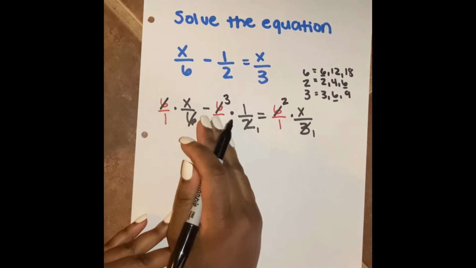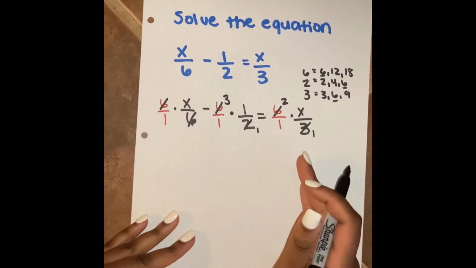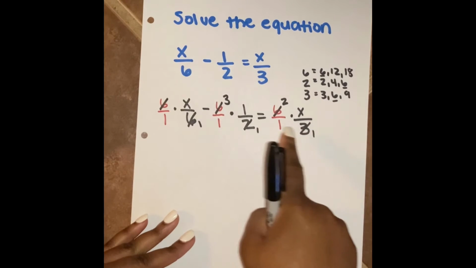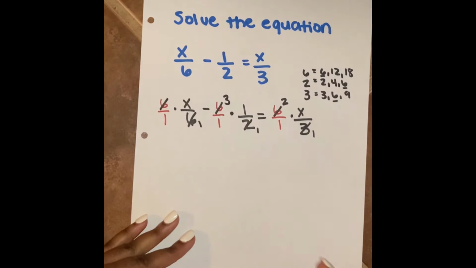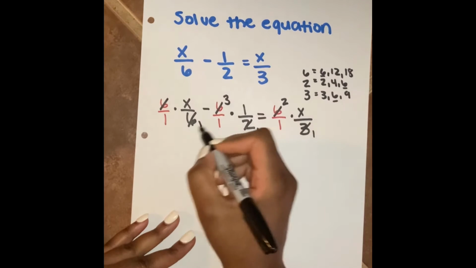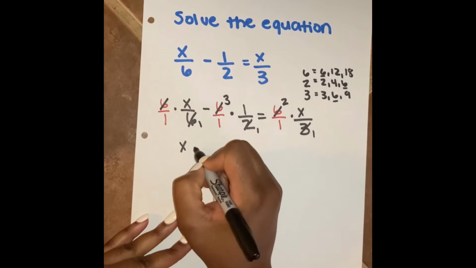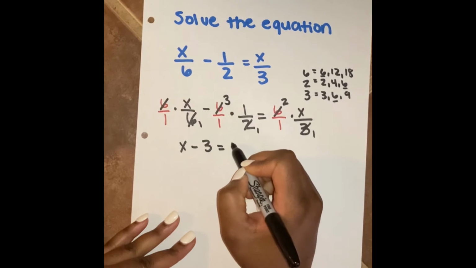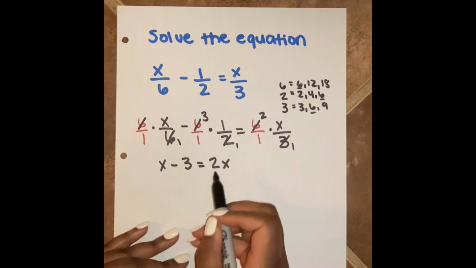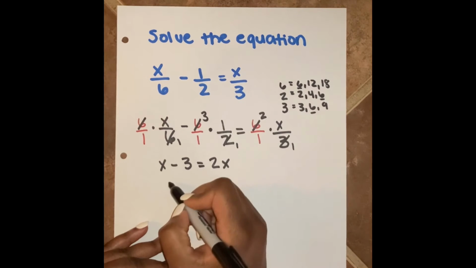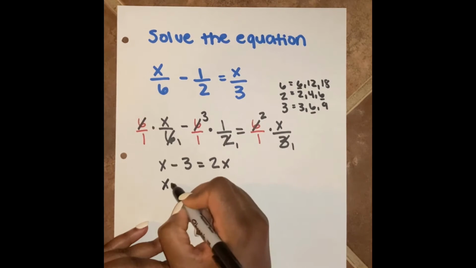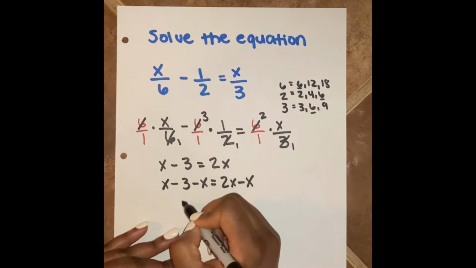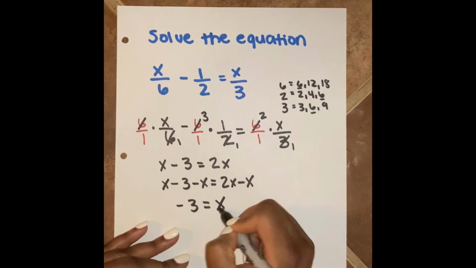So what we're going to do is write out what we have left. We see that in our denominators, all we have are ones all the way across. So we know that we've gotten rid of our fractions, and we're just going to focus on the numerator here. So we have x minus 3 is equal to 2x. So we have to get x by itself. We're going to say x minus 3 minus x is equal to 2x minus x. So a negative 3 is equal to x.